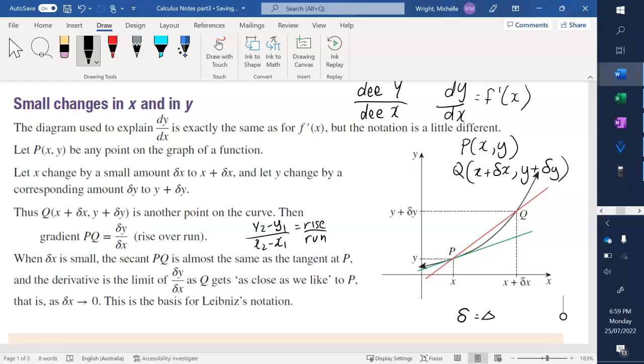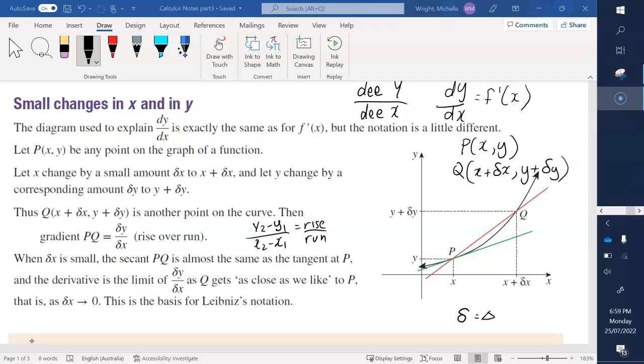If I do that, and you might want to pause this and have a little go yourself, the change in the y values is going to be y plus delta y, take away y. We're going to be just left with delta y on the top line. Our bottom line will be x2 minus x1. That'll be x plus delta x minus x. The x's are going to cancel out. We're going to be left with just delta x. So the gradient of PQ is delta y over delta x.